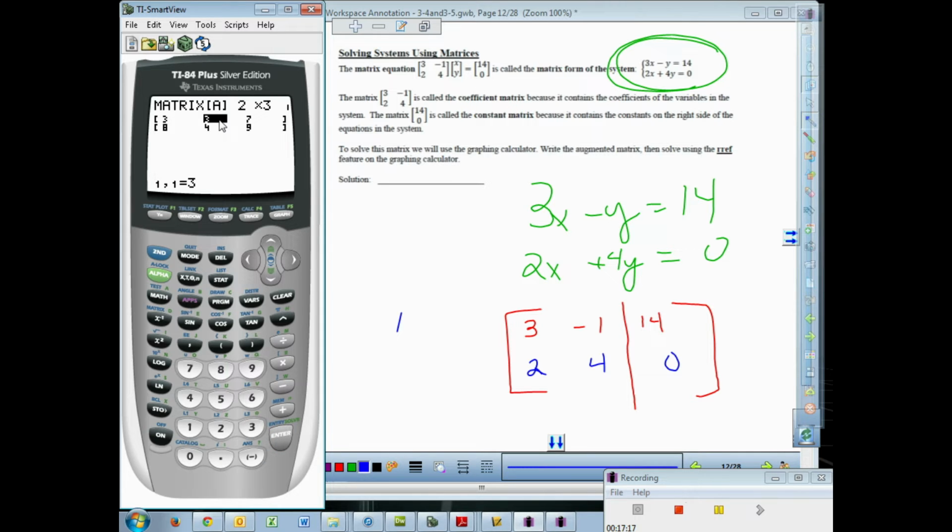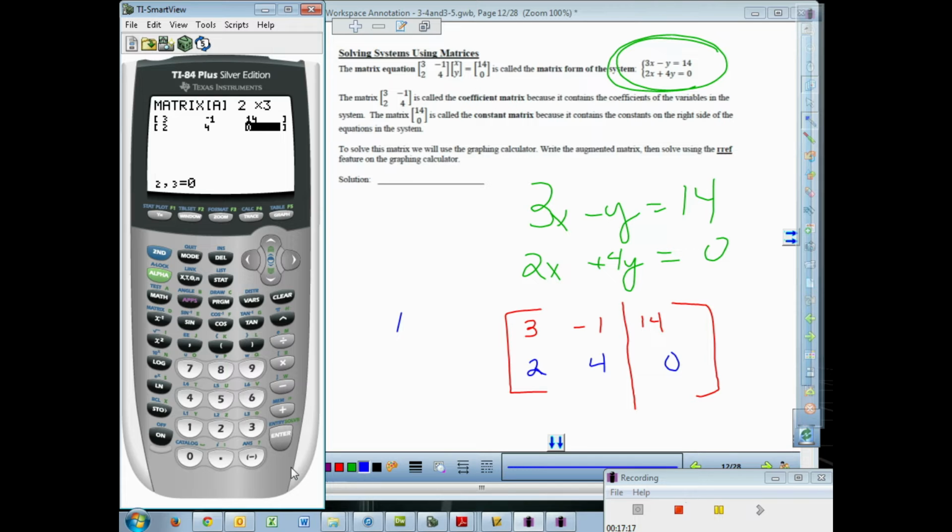Then the cursor jumped over here. What do we want that to be? -1. Hit enter. Then a 14, and hit enter. Then 2, enter. 4, enter. 0, enter. And there's our augmented matrix typed into this calculator. Sound cool? Now this is the weird process.